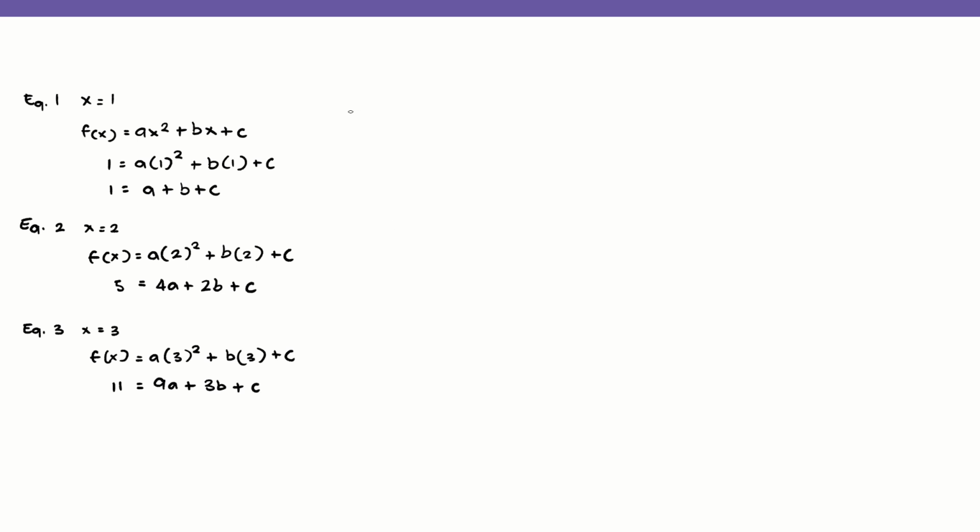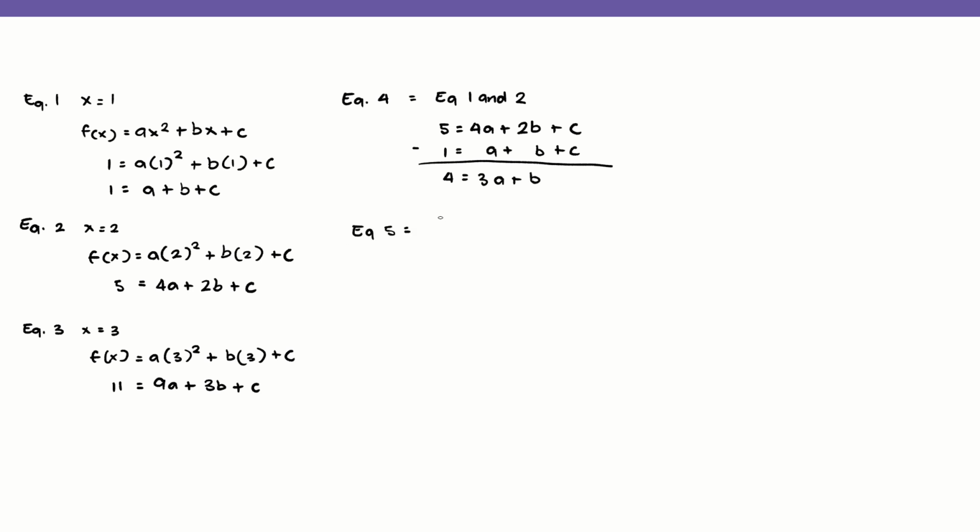Now, let us eliminate, or subtract, the equations in order to get the values of a, b, and c. For equation 4, select two equations that we made earlier, equation 1 and equation 2, and subtract the two equations. 5 is equal to 4a plus 2b plus c. Minus 1 equals a plus b plus c. 4 is equal to 3a plus b. This is our equation 4. Then select two new equations, equation 2 and equation 3.